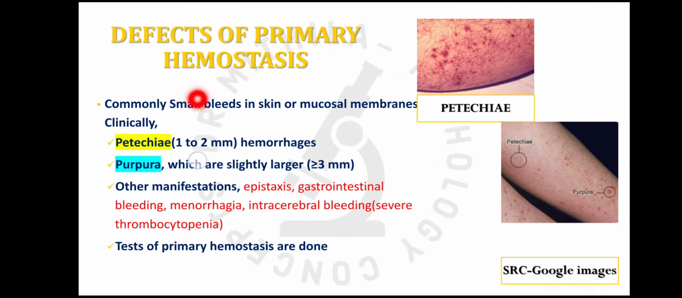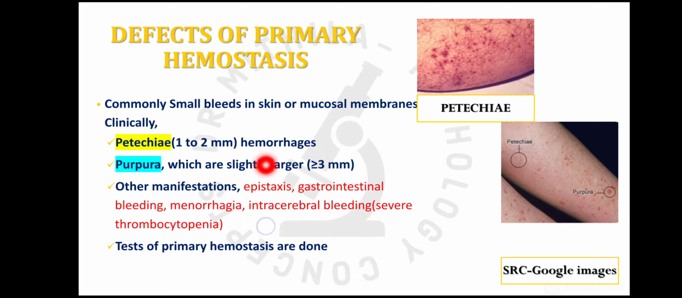So when you talk about the defects in the primary hemostasis, clinically they generally present as small bleeds in the skin or mucous membrane. This is very important to know because such scenarios come in the problem-based questions. So we should know that in primary hemostasis they present as small bleeds, and they are seen in the skin or mucous membrane as petechiae and purpura. So we should know the difference between petechiae and purpura.